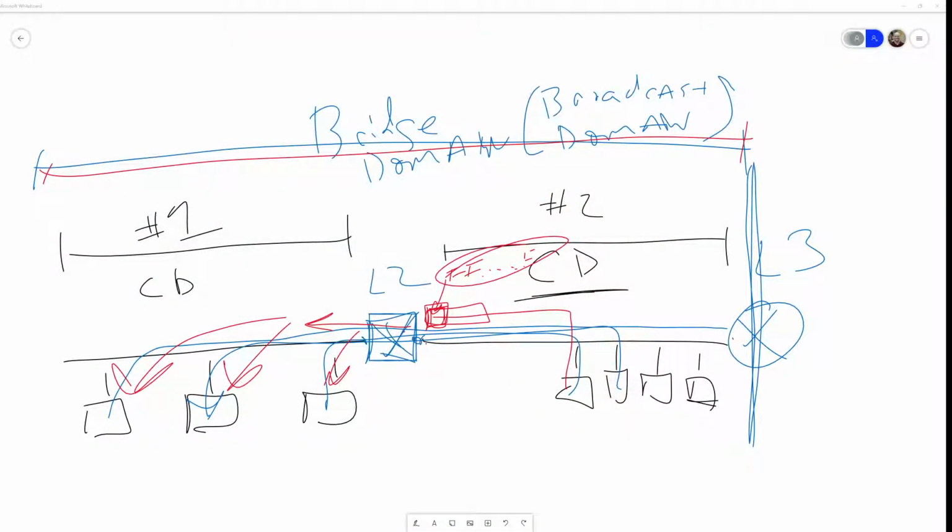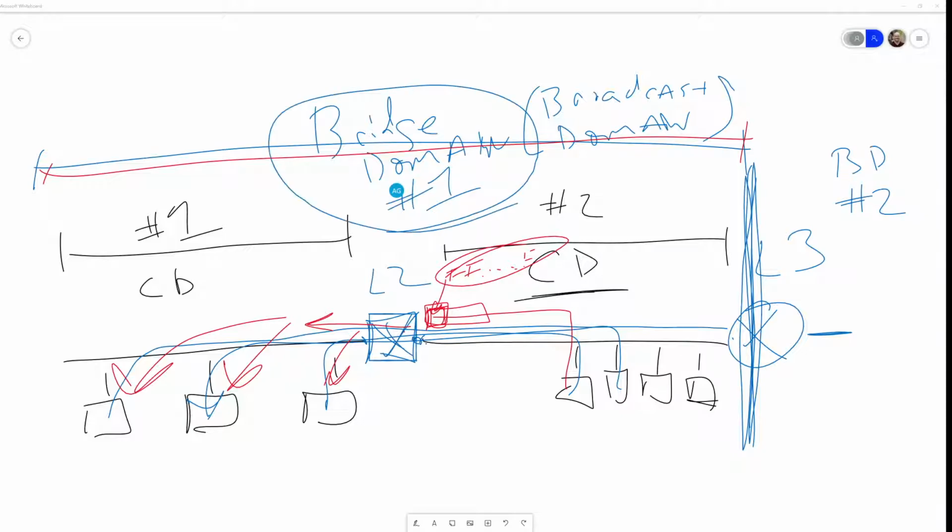And layer 2 and layer 3 devices. Okay, so in their truest sense, in their traditional sense, this is what I'm describing. Okay, so let's get back to this. The router forms a broadcast boundary, and so if we have a similar network over here on this side, this forms, I'll just say BD, broadcast domain number 2. This is broadcast domain number 1 over here.